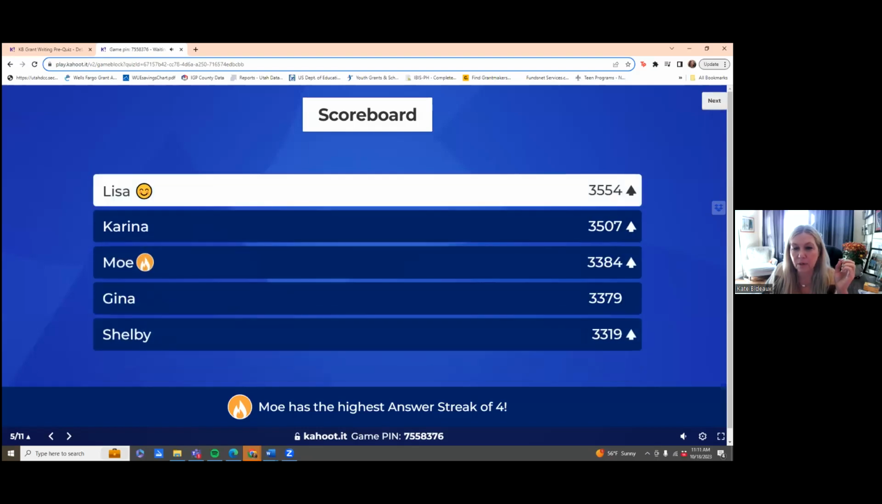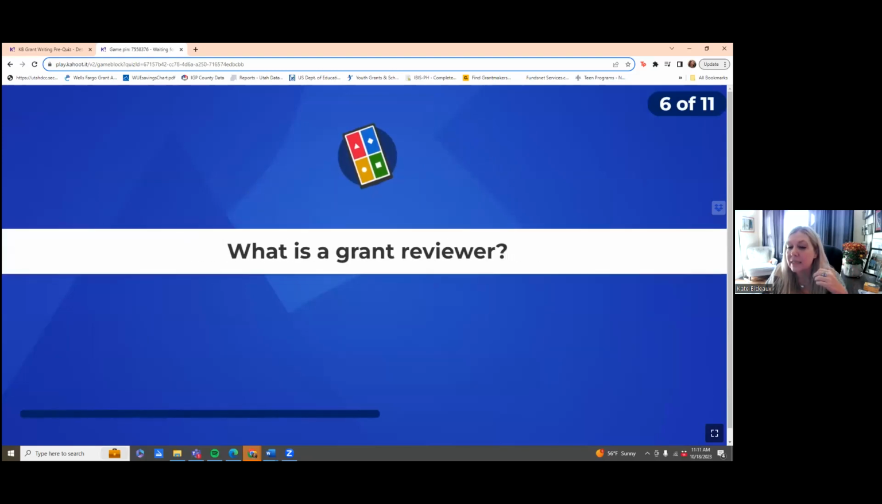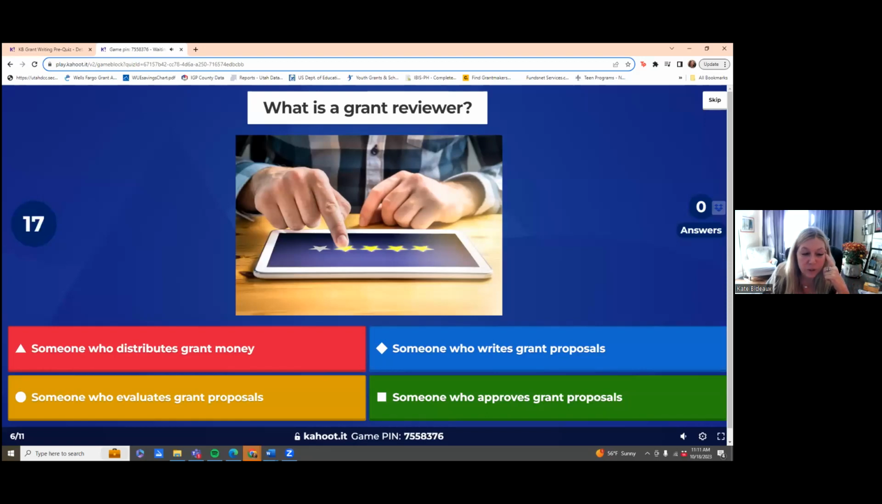Okay, there's our scoreboard. Oh, Lisa's back up at top. Here we go. Next one. What is a grant reviewer? So it's someone who distributes grant money, someone who writes grant proposals, someone who evaluates grant proposals, or someone who approves grant proposals. There's a little bit of a nuance of difference in between all of those.